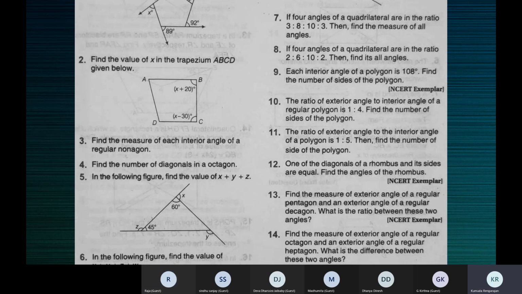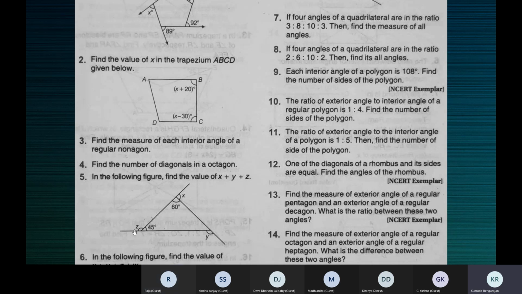Okay. So Raja, X and 60 degrees. Can you see X and 60? Yes, ma'am. They stand on a straight line, right? Yes, ma'am. This is the straight line, and on the straight line, we have X and 60. So what is X plus 60? 180 degrees, ma'am. So then X plus 60 is 180. Then what is the value of X? 120 degrees, ma'am.